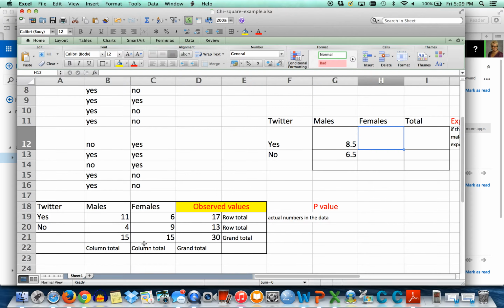That may not always be the case if you don't have equal amounts of males or females, but in this case we do. So for this box here, we're going to take this total multiplied by this total divided by this. So equals, and we've got C21 multiplied by D19 divided by D21.